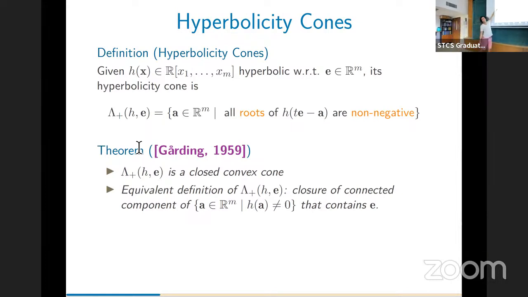You can define it like this, but once you define it like this, he proved that this is exactly the closure of the connected component that contains E. That's the theorem. It's not obvious. It's not an easy theorem. It's not a super hard theorem, it's not a super easy theorem. Very good. So far so good.